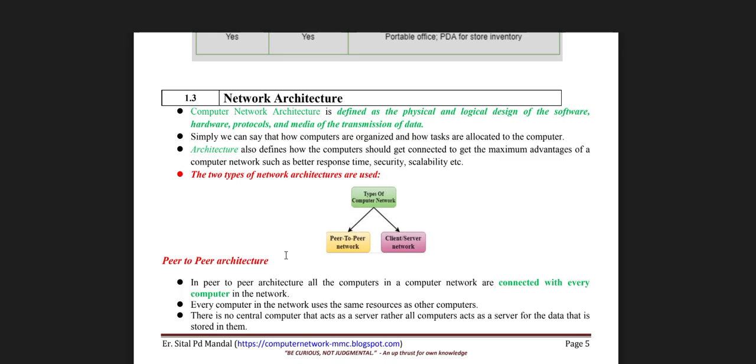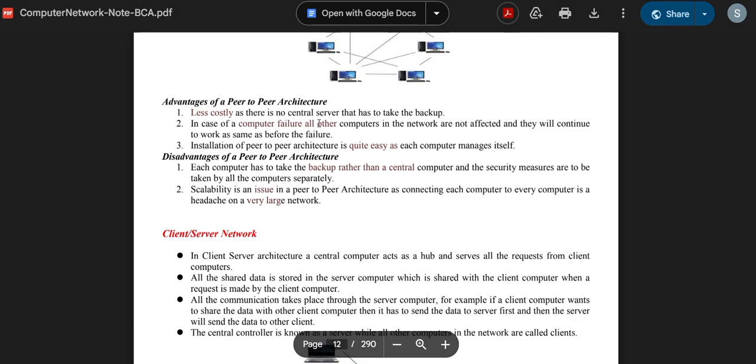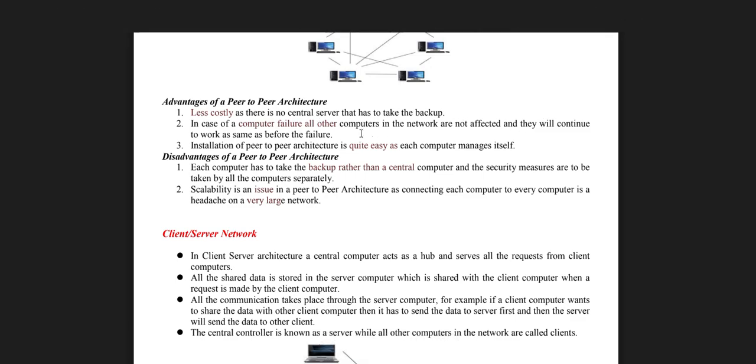Peer-to-peer architecture: in a peer-to-peer architecture, all the computers in a network are connected with every other computer in the network. Every computer uses the same resources as the other computers. There is no central computer that acts as a server; rather, all the computers act as a server for the data that is stored in them. Advantages of the peer-to-peer network: it is less costly as there is no central server to back up. In case of a computer failure, all the other computers in the network are not affected and will continue. Installation of the peer-to-peer architecture is quite easy as each computer manages itself.